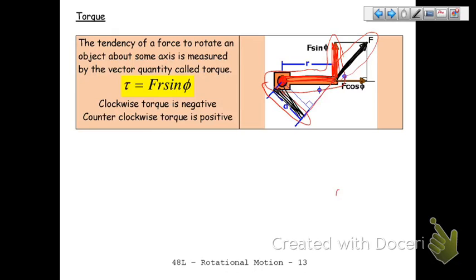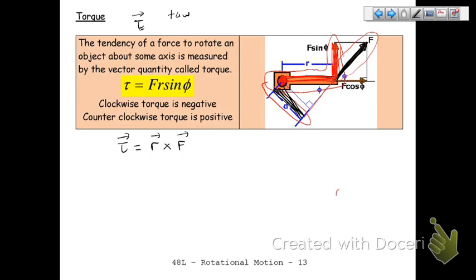And so we say, well, the tendency of a force to rotate an object about some axis is measured by the vector quantity called torque. I write it down not as a vector quantity, but it is a vector quantity, called torque. What Greek letter is this? Anybody? It's tau, T-A-U. But we call it torque. And basically, what we say is vector torque is equal to R cross F.